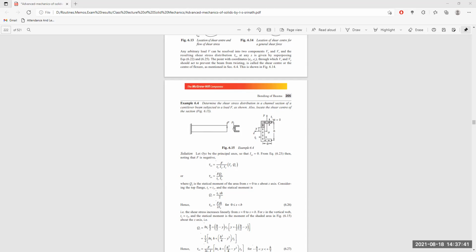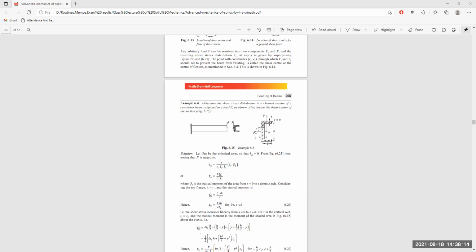Now, if the channel is magnified to a certain extent and its sides are placed over it, it will look like this. The width of the flange will be b, at the bottom and at the top, and the height of the web is h, measured from the center of the top flange to the center of the bottom flange, and b is also measured to the center of the web. And this is our axis O, Y, Z, and our x-axis is normal to us.